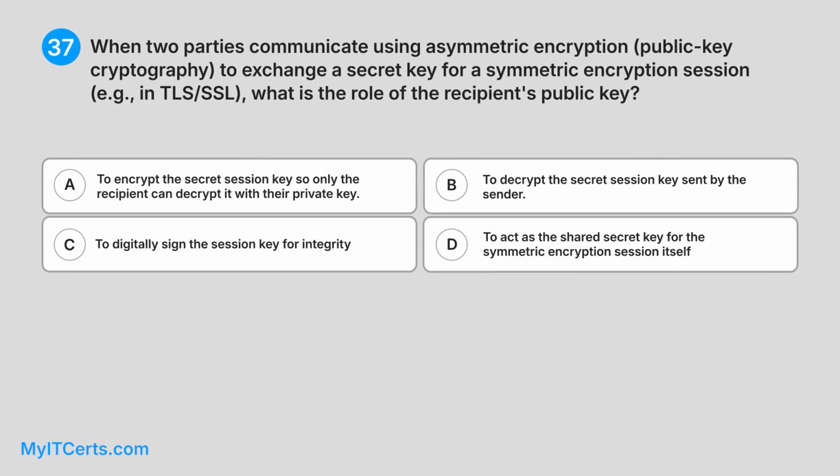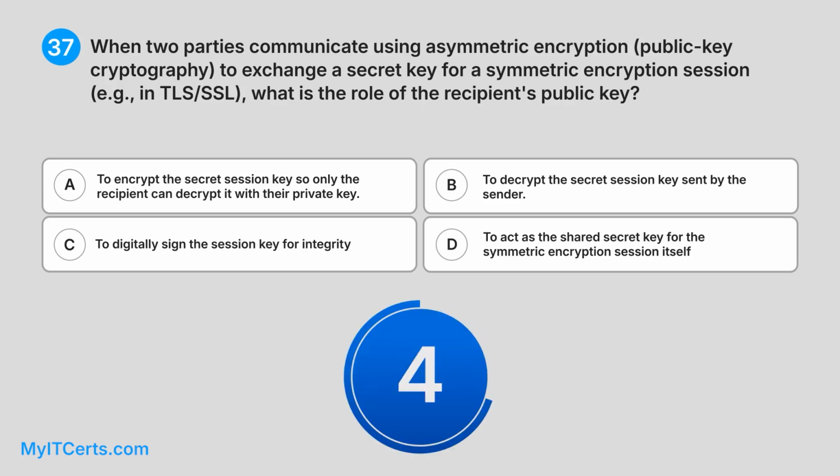37. When two parties communicate using asymmetric encryption, public key cryptography, to exchange a secret key for a symmetric encryption session, for example in TLS/SSL, what is the role of the recipient's public key? A. To encrypt the secret session key, so only the recipient can decrypt it with their private key. B. To decrypt the secret session key sent by the sender. C. To digitally sign the session key for integrity. D. To act as the shared secret key for the symmetric encryption session itself. What do you think is the answer?